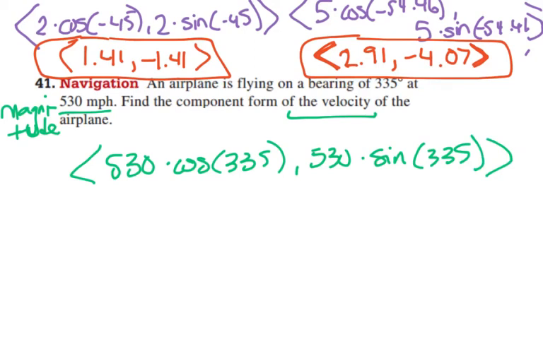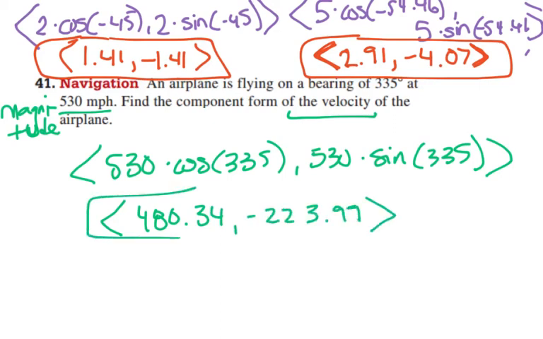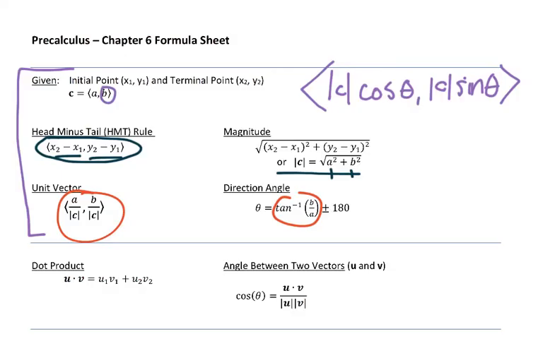So let's see, 530 times cosine of 335, and then 530 times sine of 335. So our component form of the vector is 480.34 and negative 223.99. Again, just using that formula that I wrote up here, but is part of calculating.